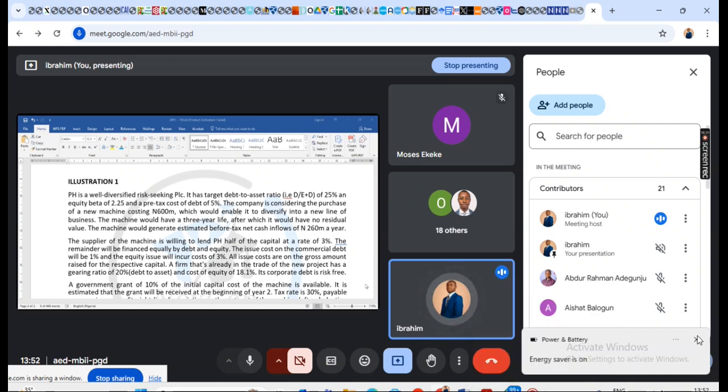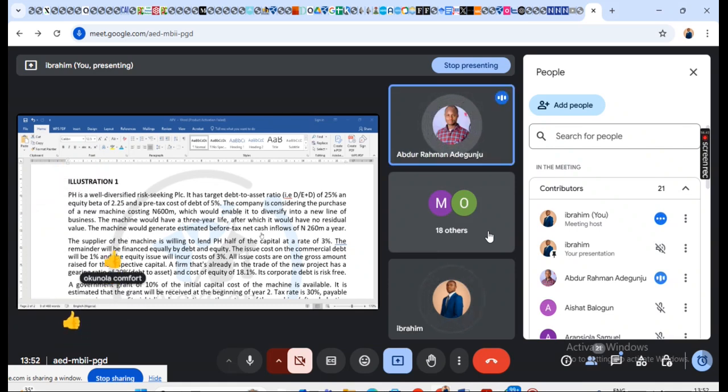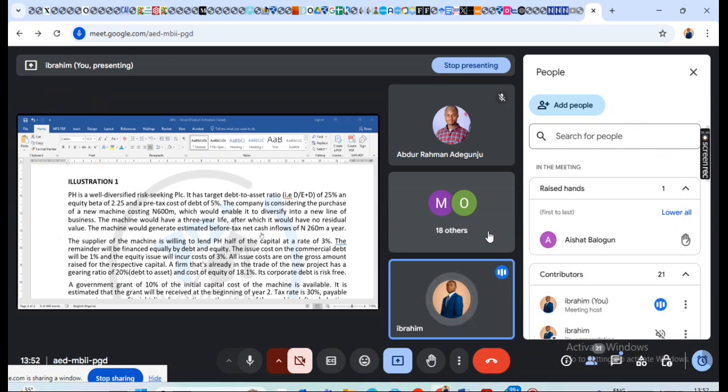Did you agree with Madam Linda and Mr. Moses? No, I didn't get it. I agree, I didn't get it, please. That debt is 25%, equity is 75%. Okay. Did you agree, Aishat? Yes, agreed.